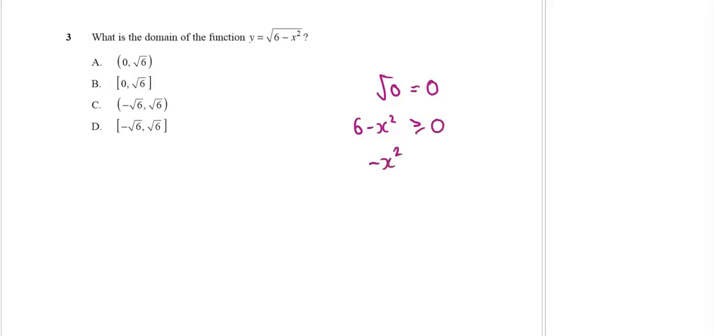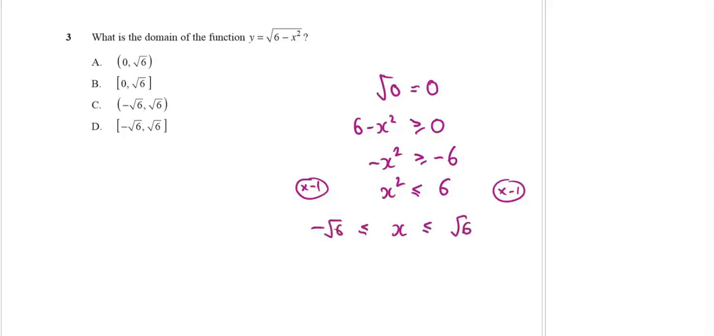So just rearranging and solving that. As I multiply both sides by -1, I need to flip the direction. So x squared is less than or equal to 6. That means that x is trapped between positive and negative root 6, inclusive, so I'm looking for square brackets. The answer is D.